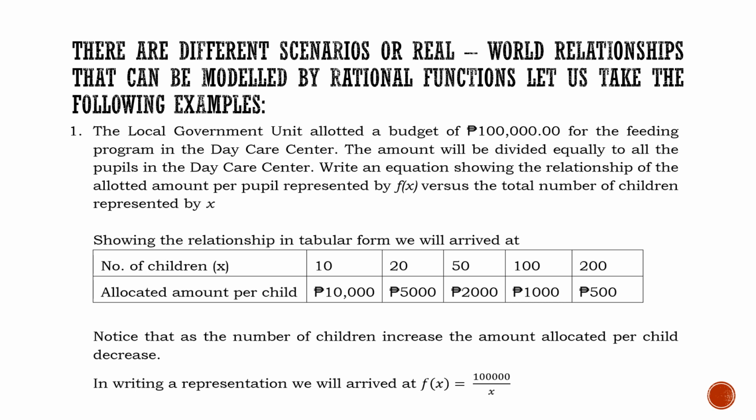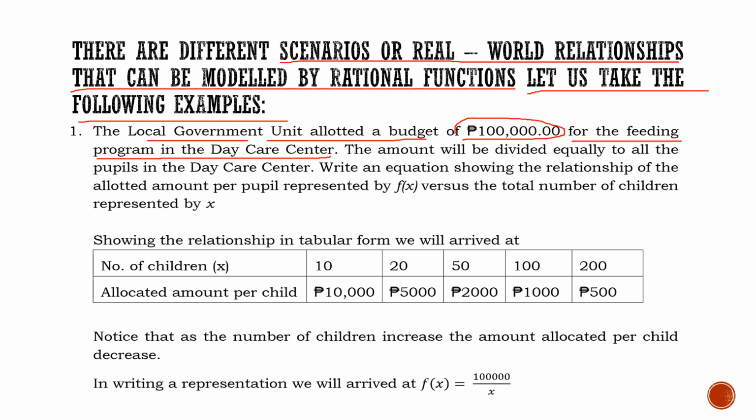So there are different scenarios or real-life relationships that can be modeled by rational functions. Let us take the following examples. The local government unit allotted a budget of 100,000 pesos for the feeding program in the daycare center. The amount will be divided equally among all the pupils. Write an equation showing the relationship of the allotted amount per pupil.